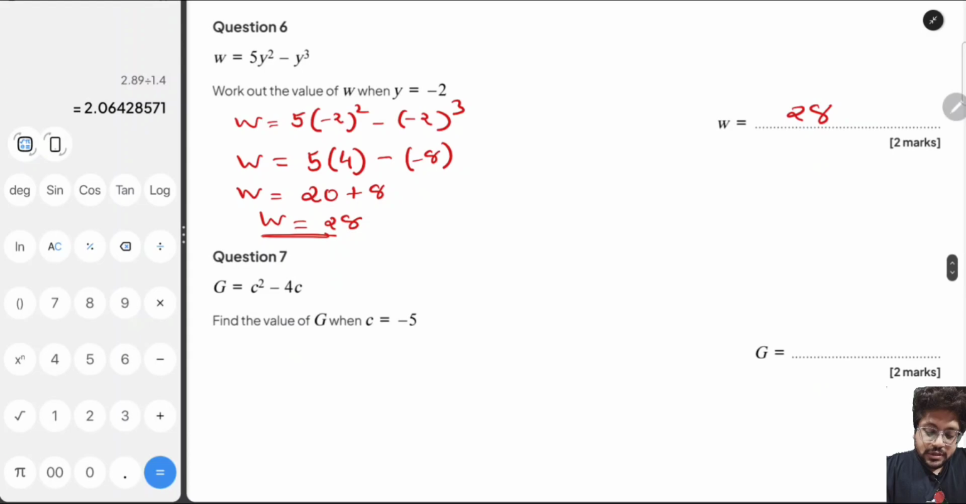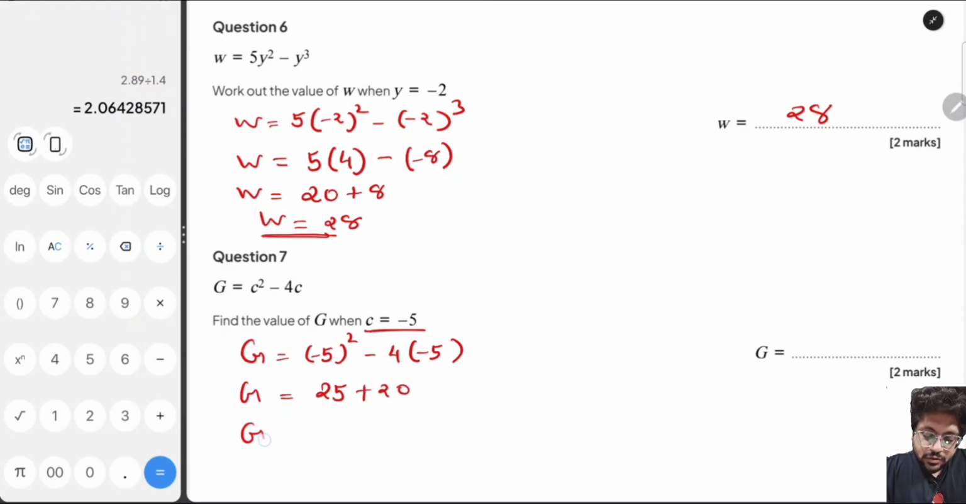G is equal to C square minus 4C. C's value is given, minus 5. So let's replace that. Minus 5 square minus 4 times minus 5. So G is equal to minus 5 square is 25, and negative 4 into negative 5 is positive 20. So G is 45.